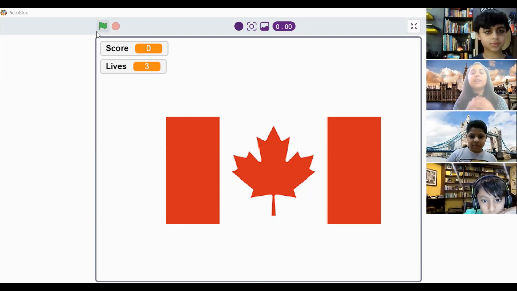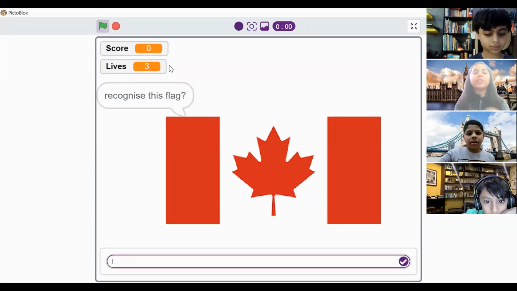Today, we are here with our project Country Flags. You can use it to access your knowledge about flags of different countries.